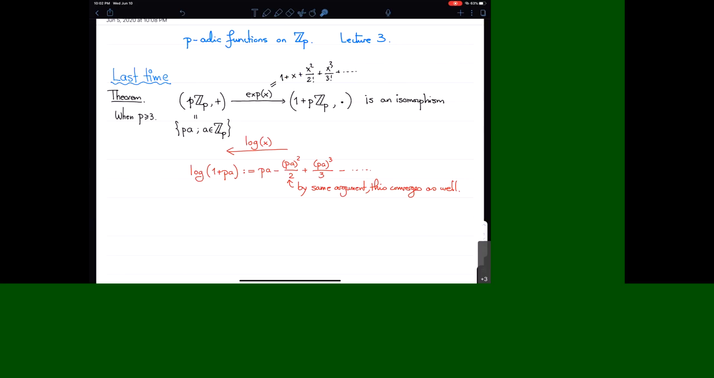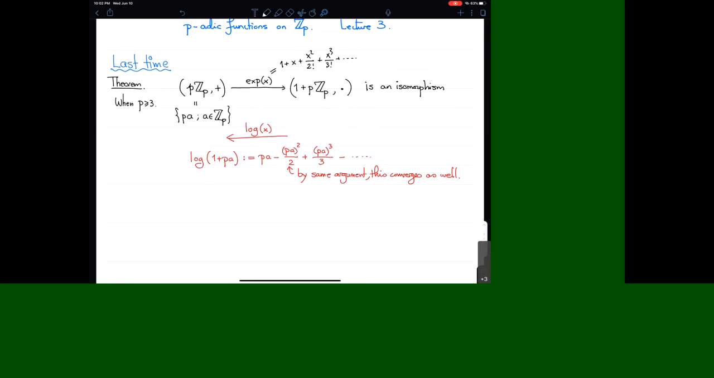Moreover, this will turn addition into multiplication. Keith suggested a slightly different way to see this, maybe I'll say that in a bit. So there's a way to define the map in the other direction by taking the log of x. Basically, if you start with something which is congruent to 1 modulo p, which looks like 1 plus pa, then you can expand it again using Taylor expansions. So you have pa minus (pa) squared over 2 and then (pa) cubed over 3 and so on, and this will converge as well.